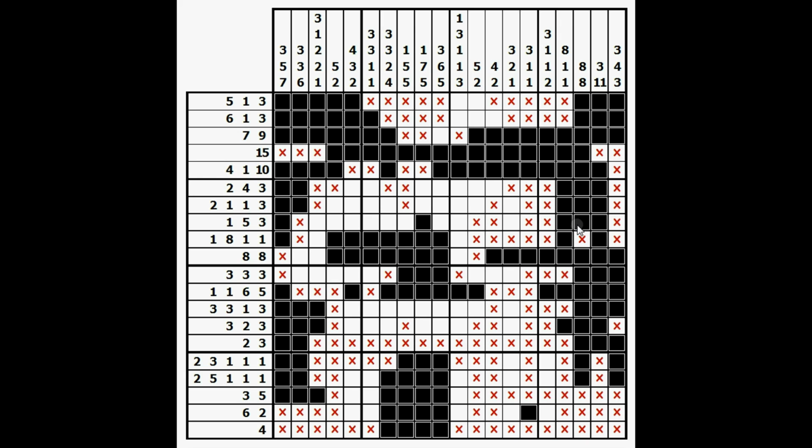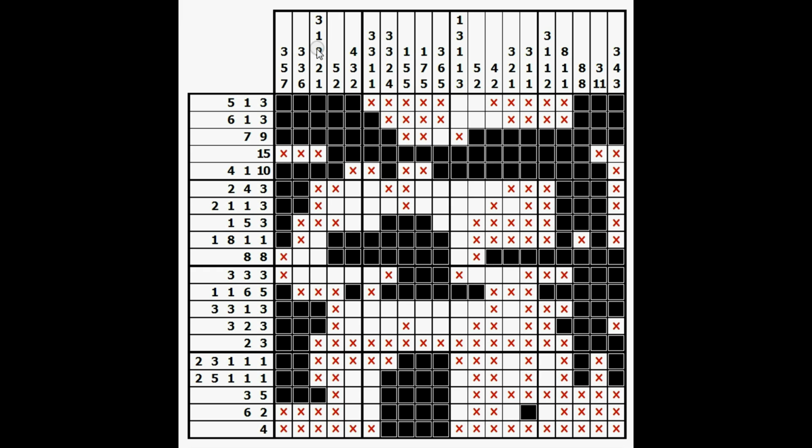This is a 3. This is a 1. That tells me that this is a 5. So this can't be anything. So 1, 2, 3, 4, 5. 1, 2, 3, 4, 5, X, X.